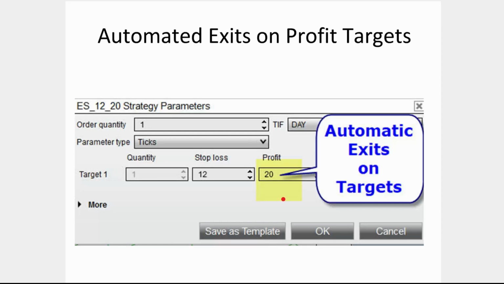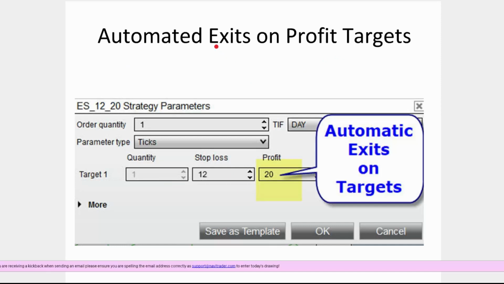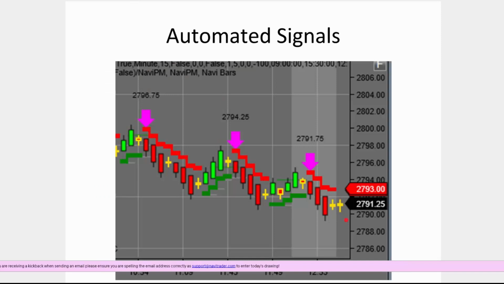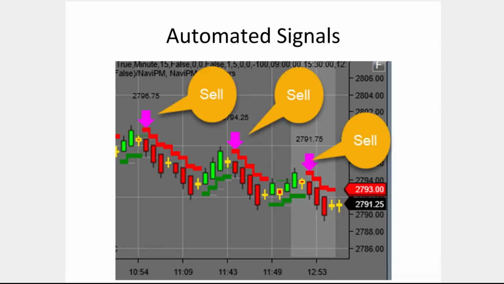Some additional things you can do to automate your trading are the ATM strategies. We can create an ATM strategy with our stop loss, done in terms of ticks, and profit target in terms of ticks. That's the ATM strategy. To me, the more that you can do to automate things in your trading, the better. So again, we've automated the signals and automated the trailing stops. Here's 3 sell signals.